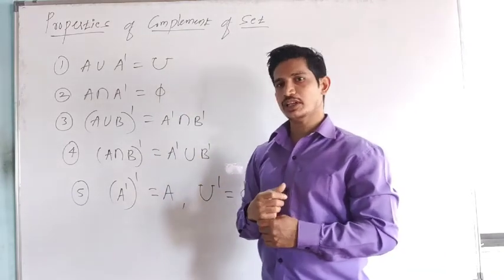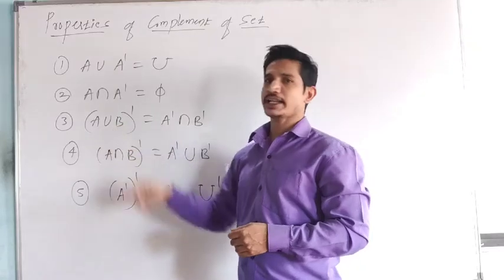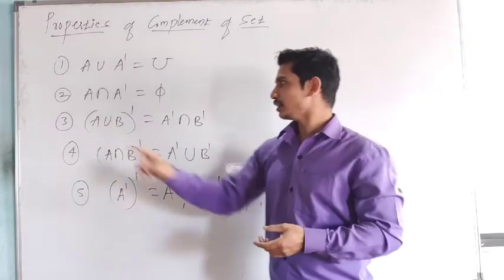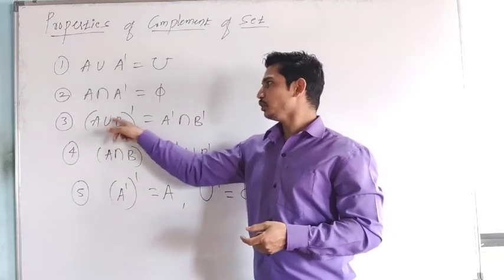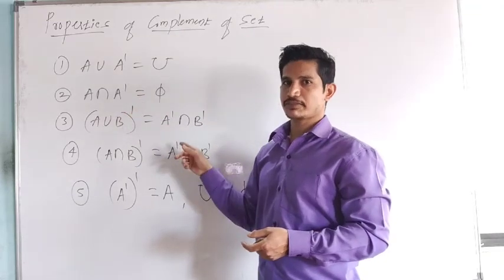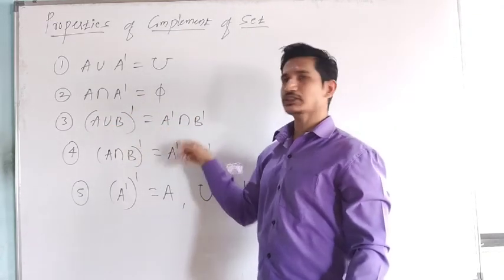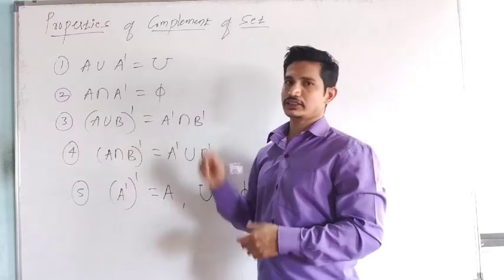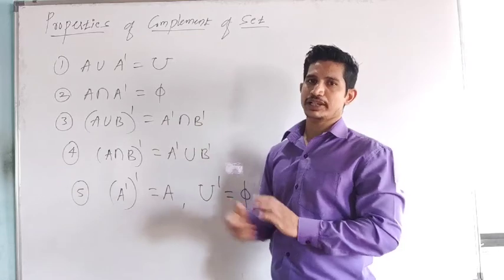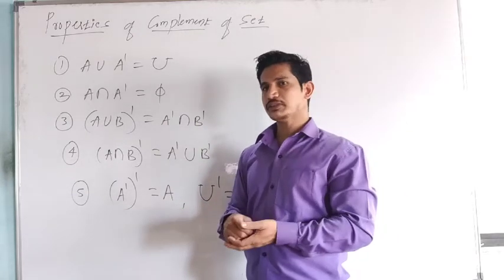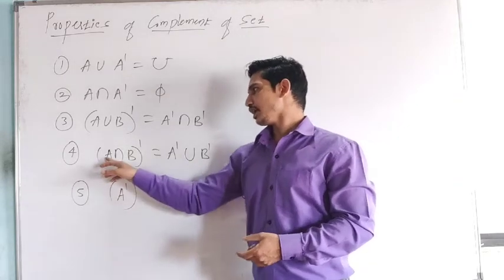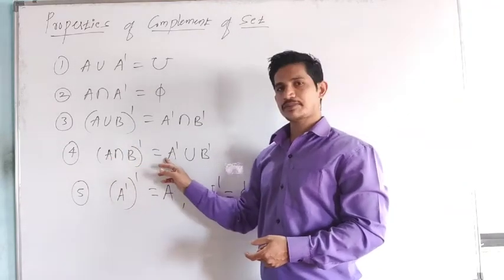Now the third property is what? A union B, its bracket dash. If there is A union B its dash, then the property is: union's opposite is what? Intersection. So the dash of A union B is A dash intersection B dash. And the reverse is A intersection B its dash. It means, if A is there, its dash is A dash.